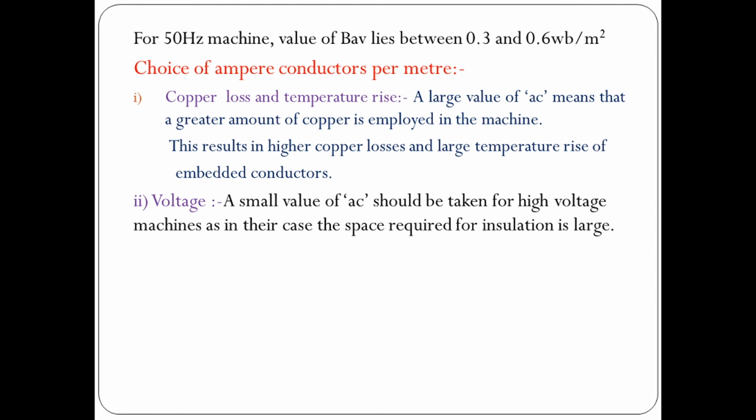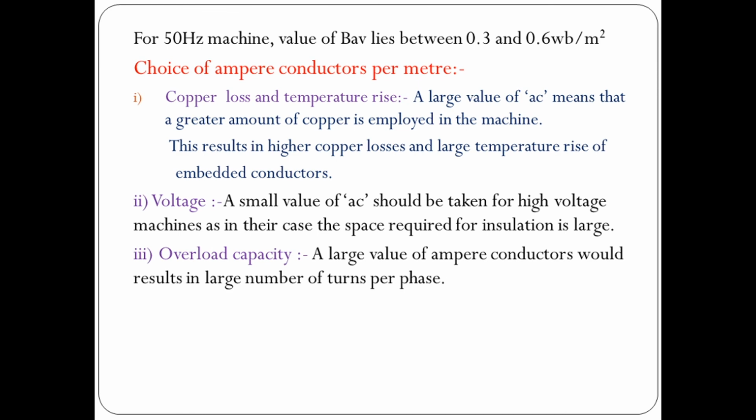Second point is the voltage. A small value of AC should be taken for high voltage machines. If the machine is a high voltage machine, you have to choose a small value of AC, because in that case the space required for insulation is large. The provision of insulation for a high voltage machine is higher, therefore you have to choose a small value of AC.